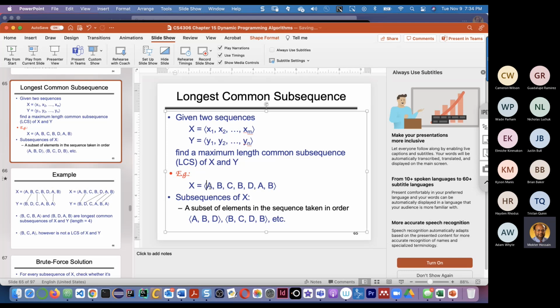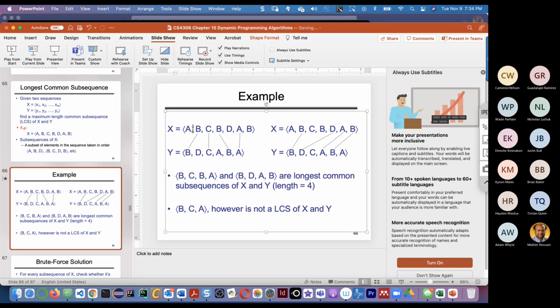Give me 2 more minutes, please. This is X, a sequence of letters. And if we have another sequence, for instance this one or that one, we have to check what is the maximum common subsequence. For instance, X is A, B, C, D, A, B, and Y is B, D, C, A, B, A. So we want to check sequentially what is the maximum number that sequentially match. For instance, this is a father's DNA, and this is a child's DNA, and we want to find the match.